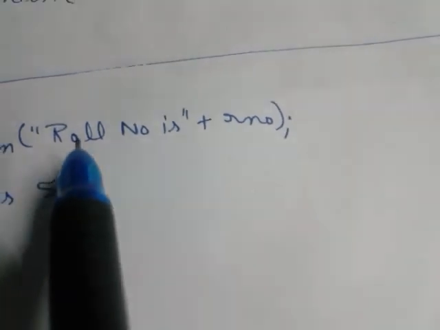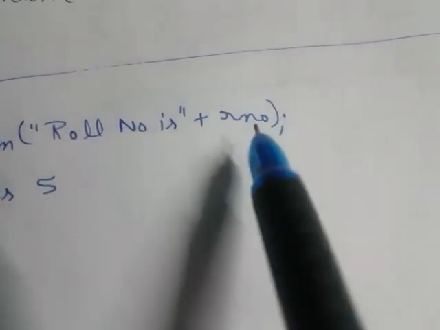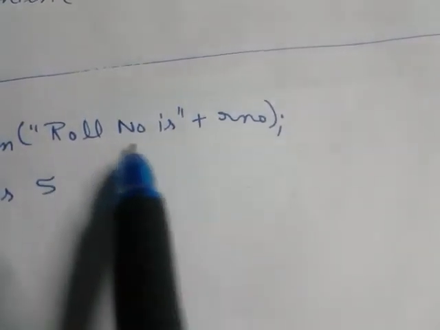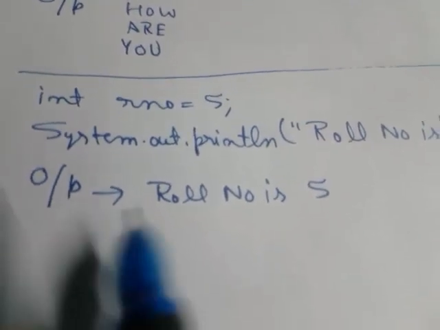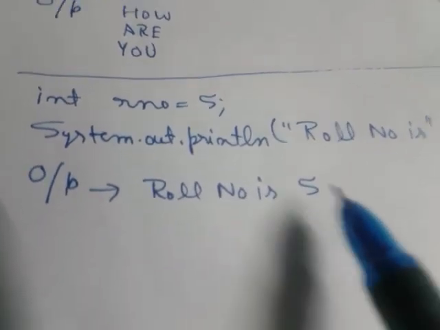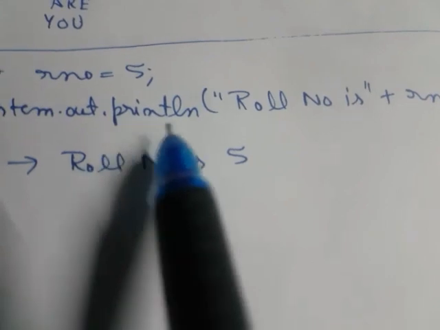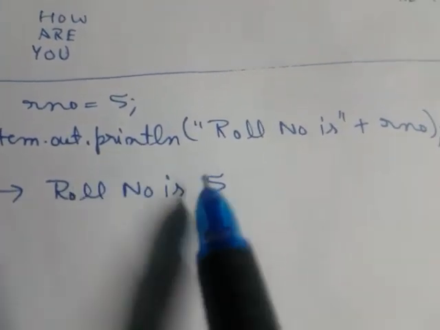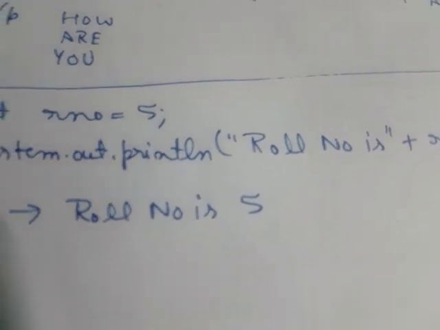The moment you write "roll number is rno" with rno also in the double quotes, then the 5 will not be printed, and it will give the output roll number is rno. Otherwise we get the output roll number is 5. So either you write System.out.print or System.out.println, it will be giving the same output.